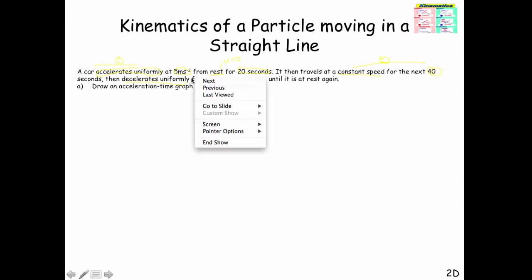The second bit of information we've got is it travels at a constant speed for the next 40 seconds. That's the next bit we're looking at. And then finally, it decelerates uniformly for the final 20 seconds until it is at rest again. So all that bit is the third bit. So our graph is going to be broken up into 3 bits. We've also got to draw a distance time graph.